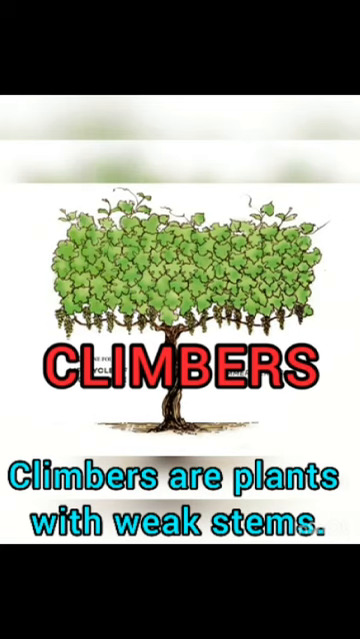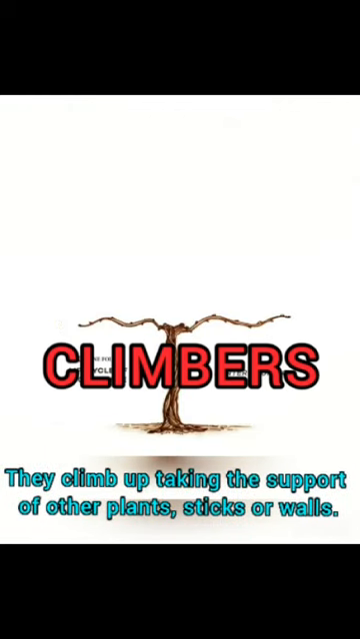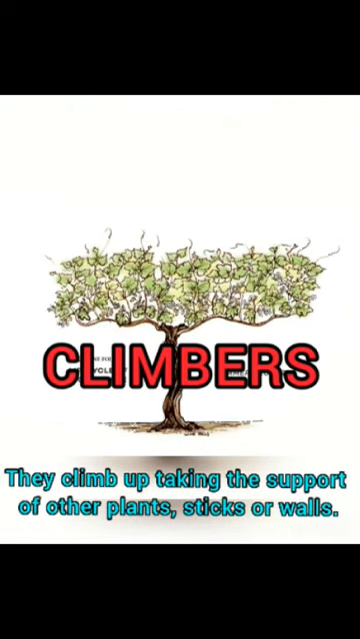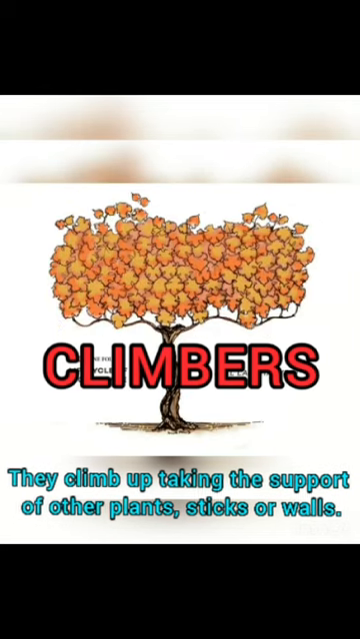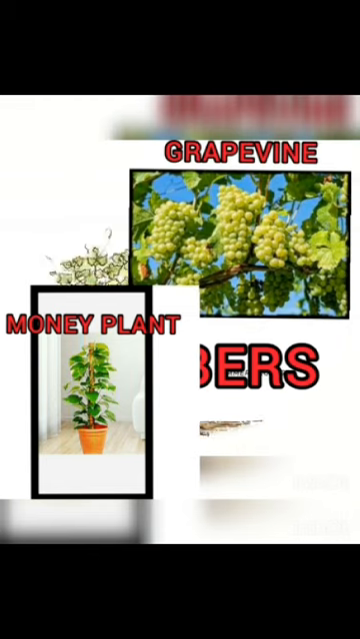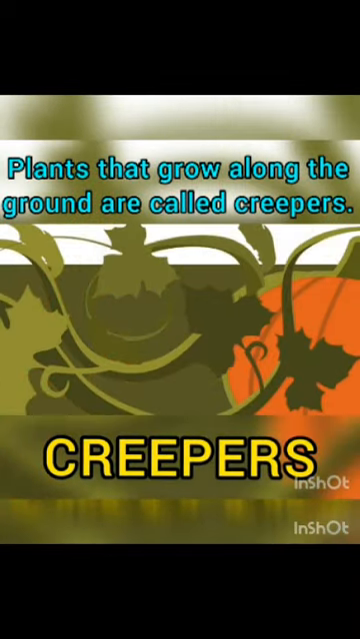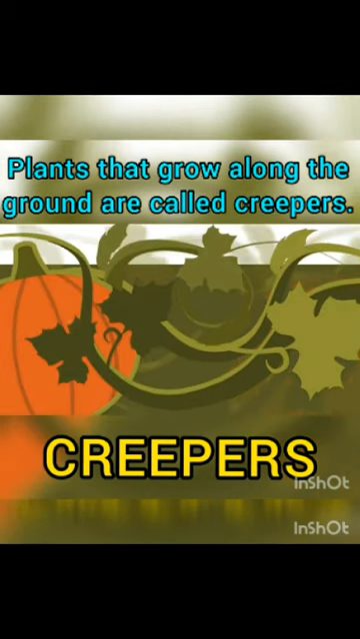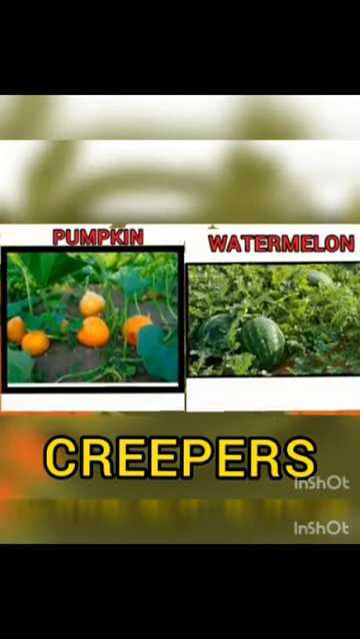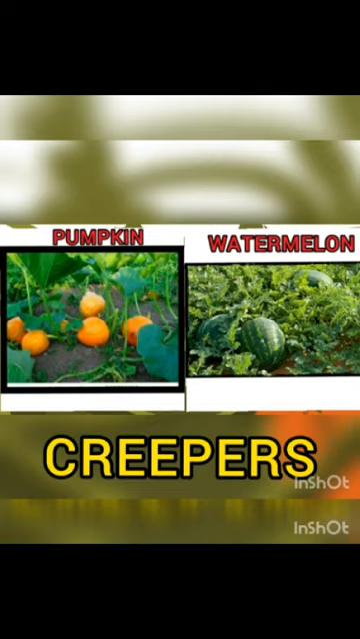Climbers. Climbers are plants with weak stems. They climb up taking the support of other plants, stick or walls. Example, money plant, grapevine. Creepers. Plants that grow along the ground are called creepers. Example, pumpkin, watermelon.